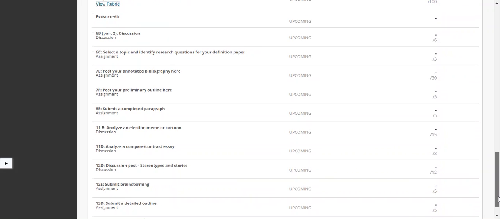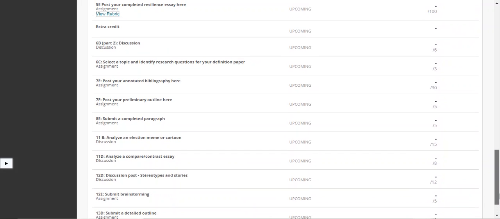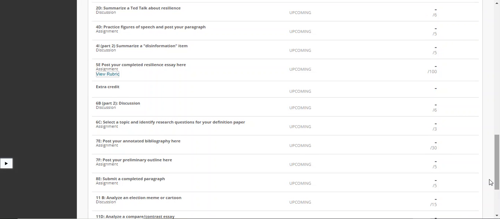I'm going to see if I can find this annotated bibliography here. Right here, post your annotated bibliography. What you're going to see is a score over here. If you click on the score, it's going to take you to the page where you can see what I've commented on. Normally, if I've commented on anything, you're going to see a little comment bubble over here, and you can click on that, and that will show you comments.